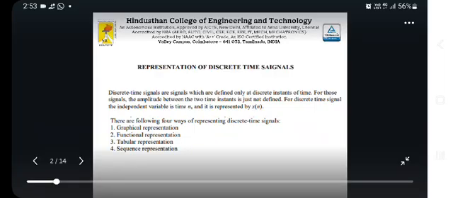Discrete time signals are signals which are defined only at discrete instants of time. For those signals, the amplitude between the two time instants is just not defined. For a discrete time signal, the independent variable is time n and it is represented by x of n. This representation is mainly classified into four types. First one is a graphical representation, second one is a functional representation, third one is a tabular representation, and fourth one is a sequence representation.